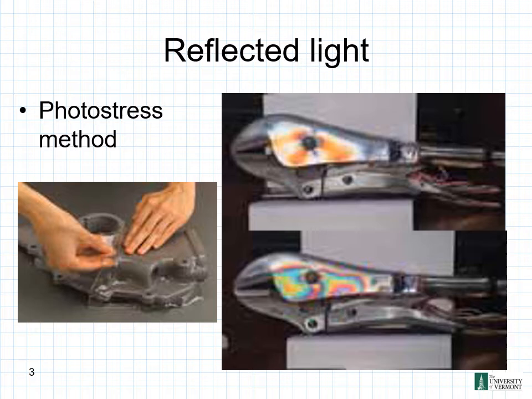What we want to take a look at is the reflected light. As we're using this, we're looking at objects and seeing how they reflect back at us, and looking at the fringe patterns on those objects. This is the photostress method that we're going to be utilizing.